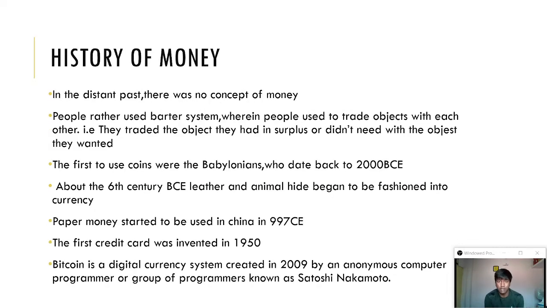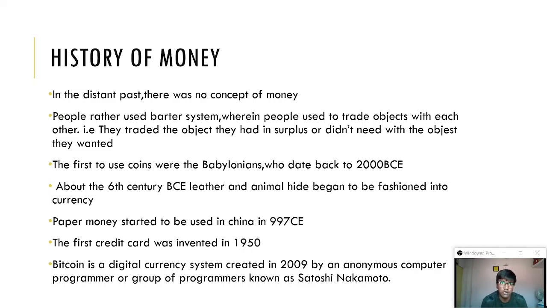We're converting currency, so let's look at the history of money. In the distant past, there was no concept of money. People rather used the barter system, wherein people used to trade objects with each other. That is, they traded the object they had in surplus and didn't need for the object they wanted. We all know that cavemen didn't use money, right? So when did money come from? What did they use back then?